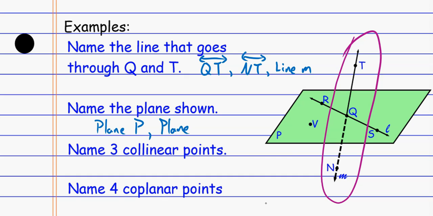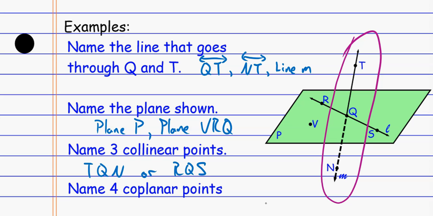Plane VRQ. And again, the only 3 points that I can't use are R, Q, and S together because they're lined up. Name 3 collinear points. We already talked about this. The line that we were talking about before had Q and T and N on it. So those would be 3 collinear points. Or we also have another 3 collinear points. Do we see 3 more points that are on the same line? Hopefully you see R, Q, and S.